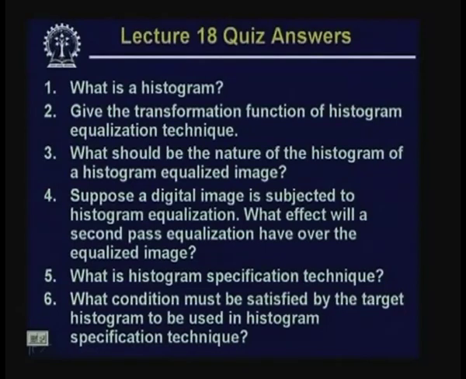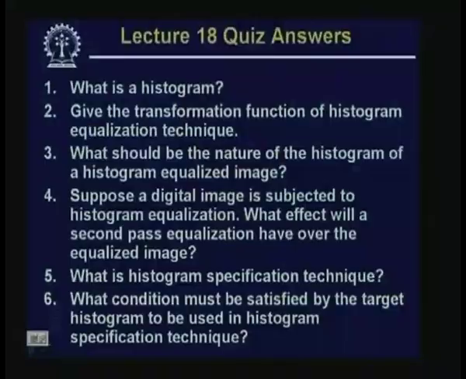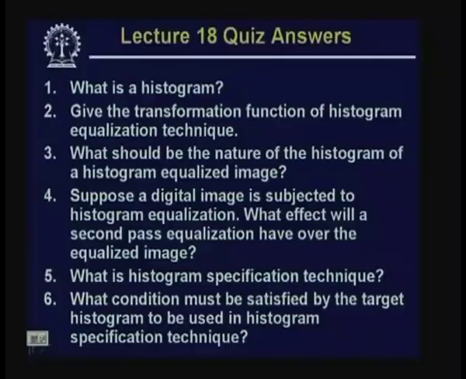The sixth one is again a tricky one. What condition must be satisfied by the target histogram to be used in the histogram specification technique? You find that in the histogram specification technique, the target histogram is used for the inverse transformation, that is G inverse. So it must be true that the transformation function G has to be monotonically increasing, and that is only possible if you have the value of p_z(z) non-zero for every possible value of z. That is the condition that must be satisfied by the target histogram.